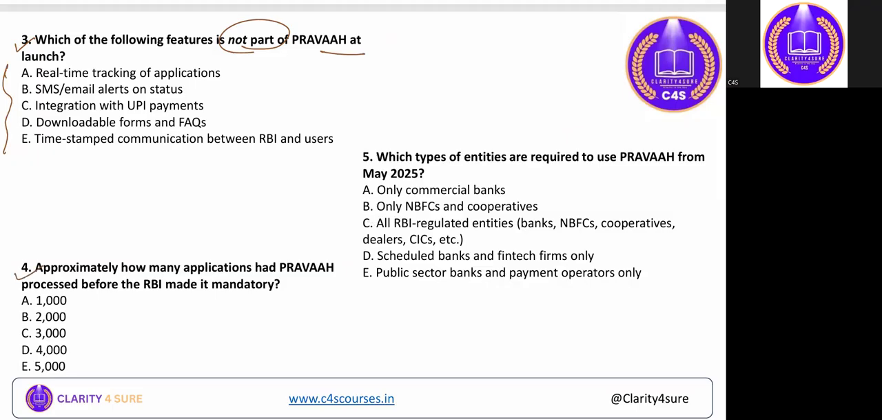Then approximately how many applications had PRAVAAH processed before RBI made it mandatory? This also you need to answer. And the fifth and last question of the day: which type of entities are required to use PRAVAAH from May 2025? This also you need to answer. All right, so that's all for today, my dear students.